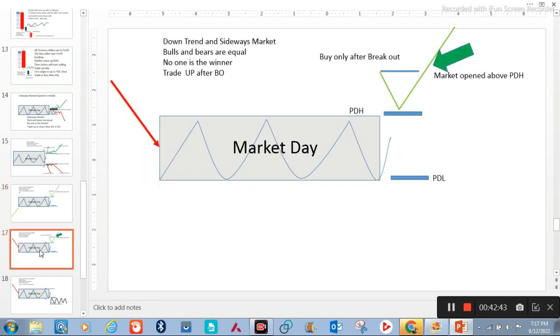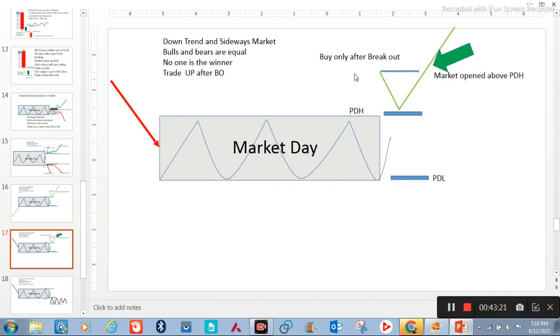Next scenario, the same scenario. The change is that this is today's market. Previous day it was a downtrend day. This is a downtrend and then a sideways market. Bulls and bears are different. Trade up after breakout. Suppose this is the situation and the market has opened above the previous day high. We have to trade after this breakout only.